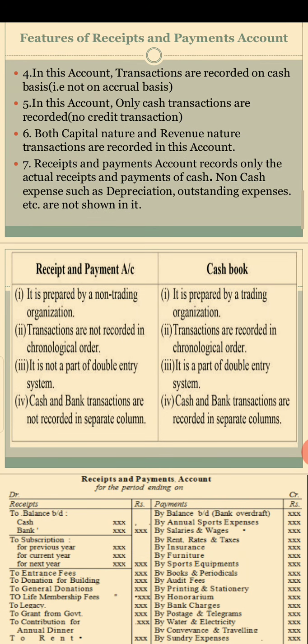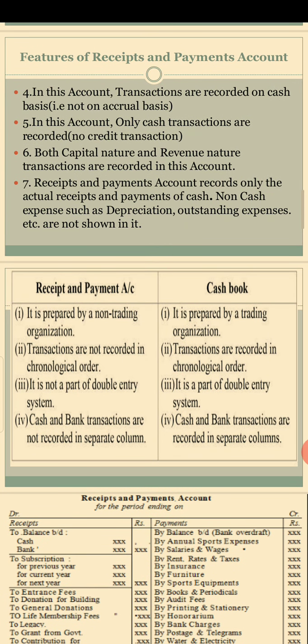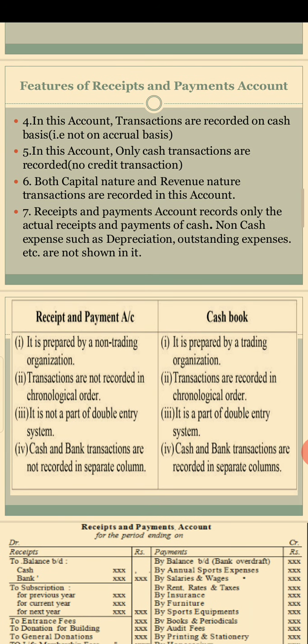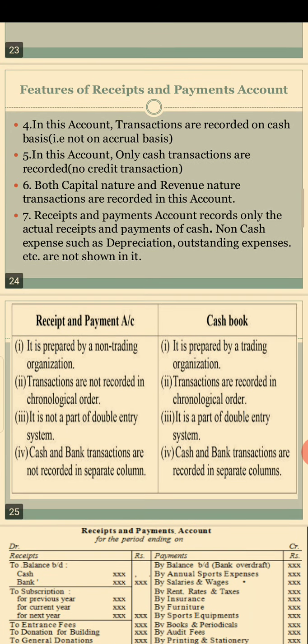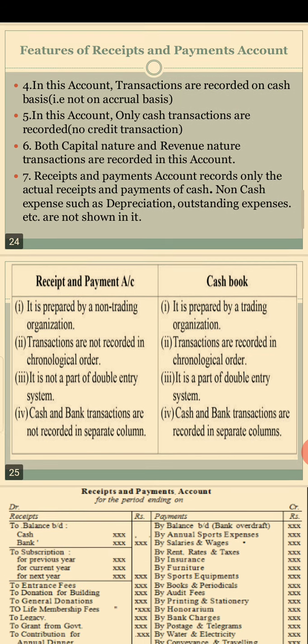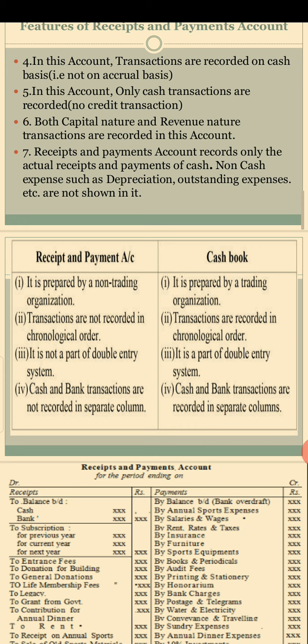And point number 6, both capital nature and revenue nature transactions are recorded in this account. Yes, this is the most important point. Both capital nature and revenue nature transactions are recorded in this account. I will discuss this point later. Just I am saying that both long term nature and short term nature are recorded on this receipt and payment account.